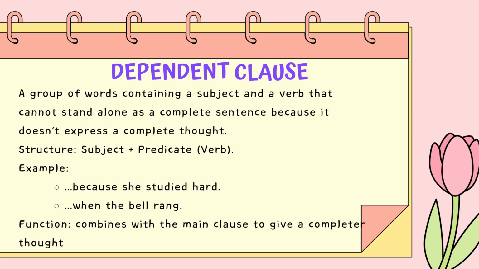Examples of dependent clauses we have: because she studied hard. And then the next one we have: when the bell rang. You can see that these are dependent clauses because they are not making a complete thought. We don't get the complete message here on what they are trying to say. But these can be completed when we combine them with the main or independent clause.